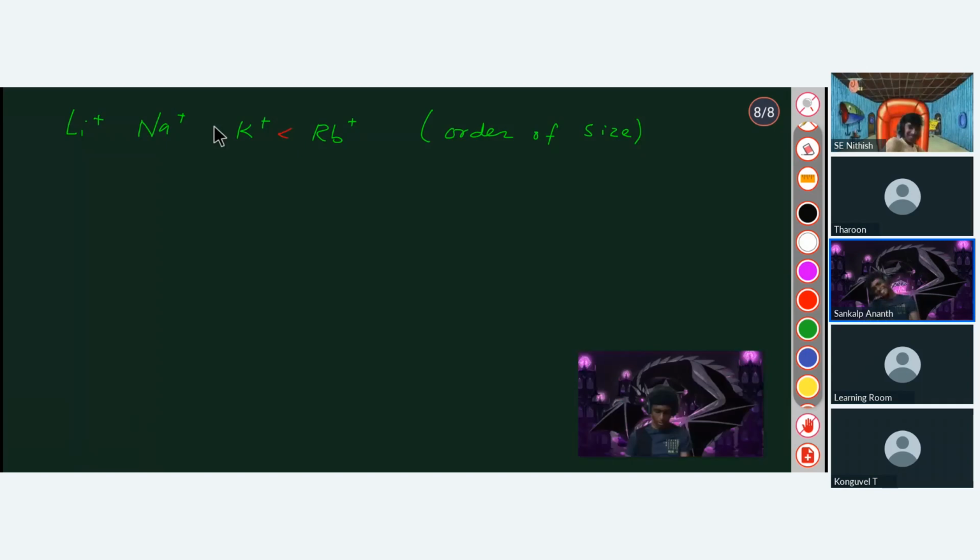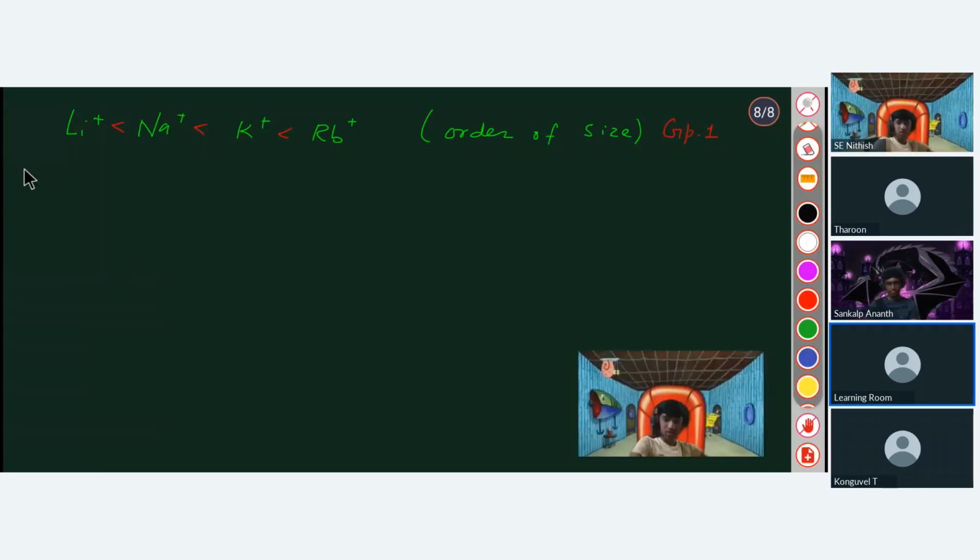This is a group. This is not a period. I have just written it like this, but this is not the period. It is group one. And I have told that from top to bottom in a group, what happens? Atomic as well as ionic size both will increase.